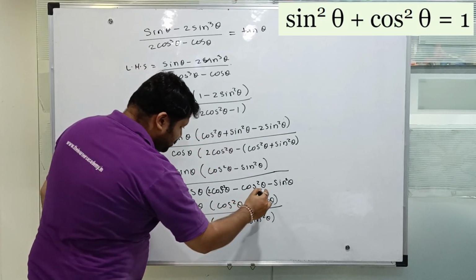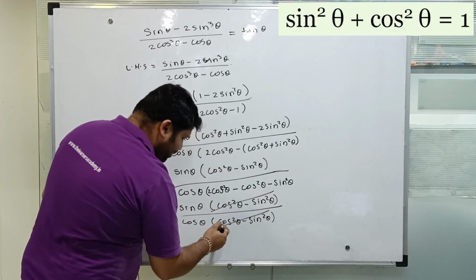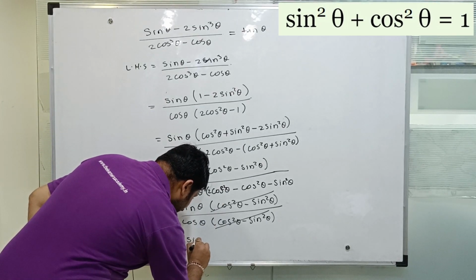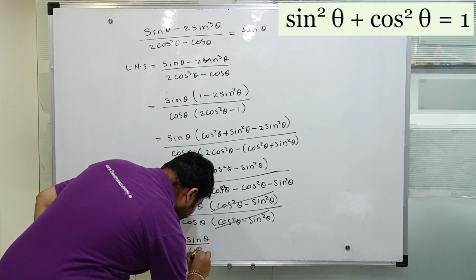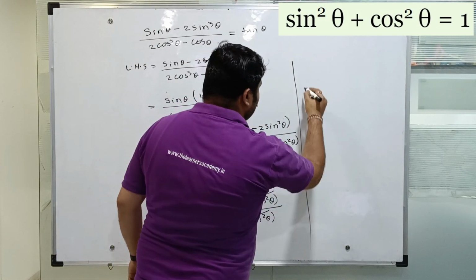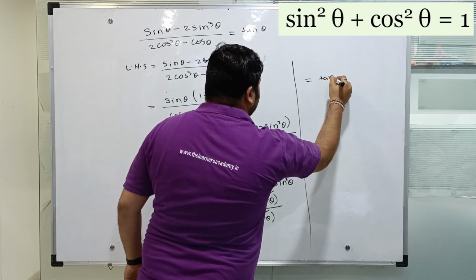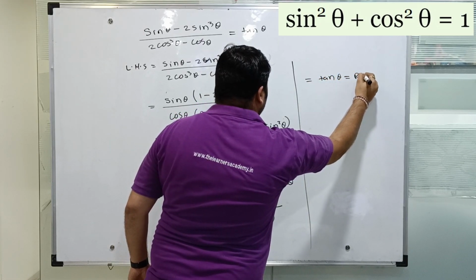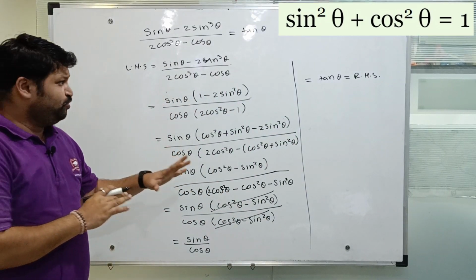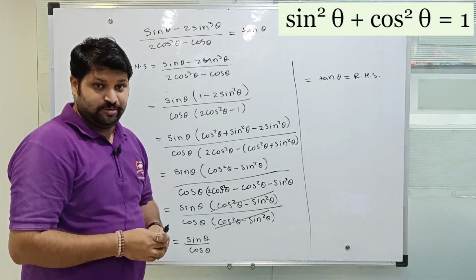So you can see we can cancel out these two as they are the same terms, and we are left with sine theta upon cos theta, which would be equal to tan theta, which is my RHS, and hence we have proved this sum as well.